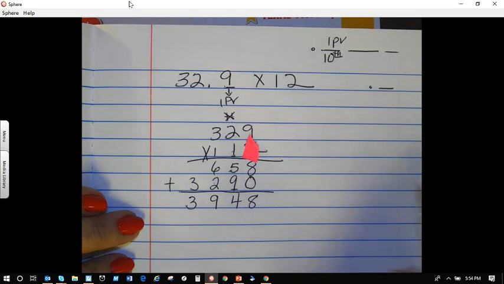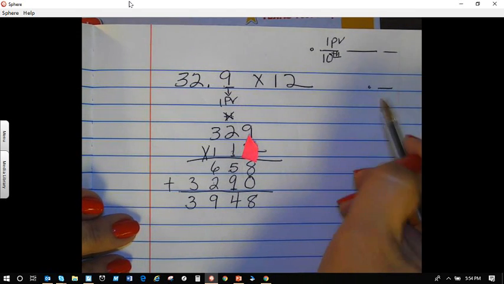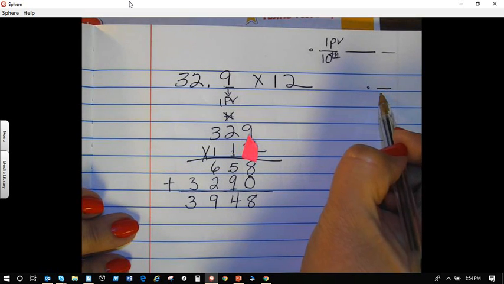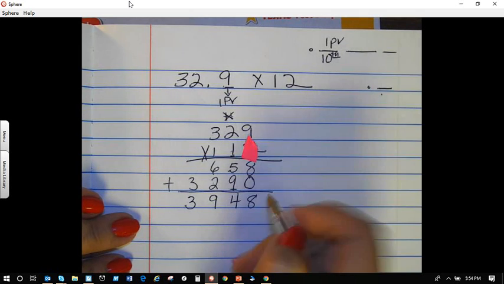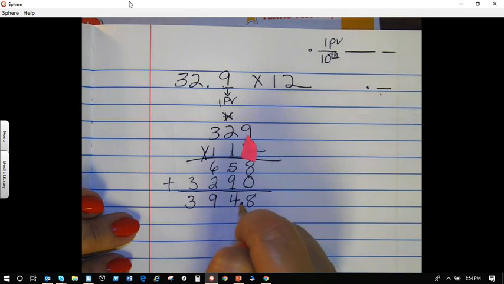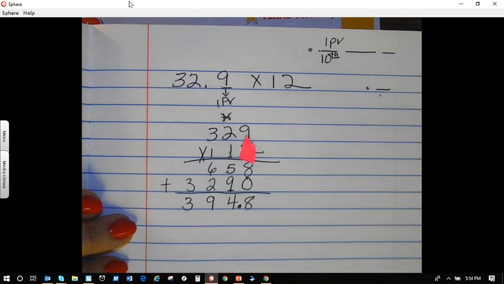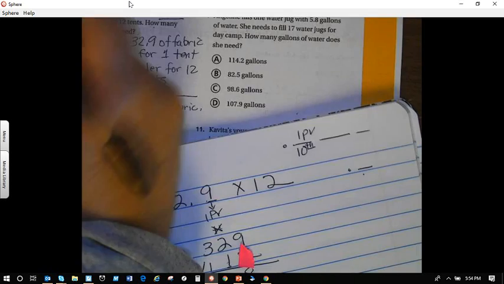Yeah, you're absolutely right. I know that my answer is going to end in a tenth place value, and my decimal was only 1, so that goes between the 4 and the 8. And my answer is 394 and 8/10. And so that makes my answer B. And there I am.